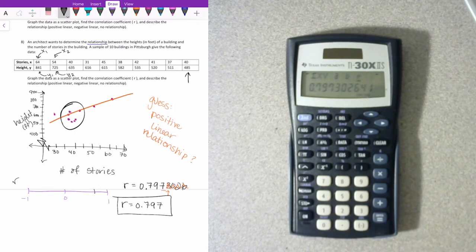People often ask me what the cutoff line is, and I don't know if there is one for certain, but I shouldn't give you one that's in the gray area like 0.5 or 0.6. This is almost 0.8, which is pretty close to a strong linear relationship. If you get something close to 0.1 or 0.2, -0.2, that's pretty close to 0 and would indicate no relationship.